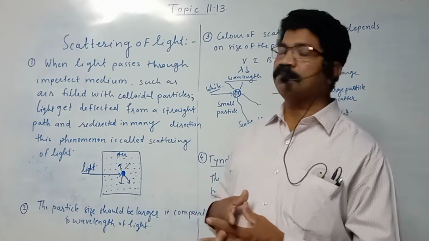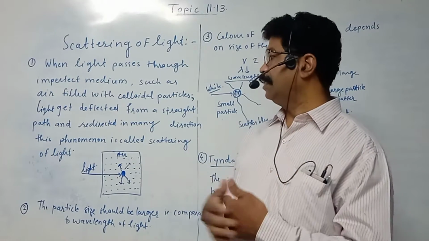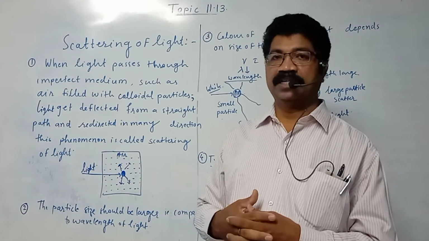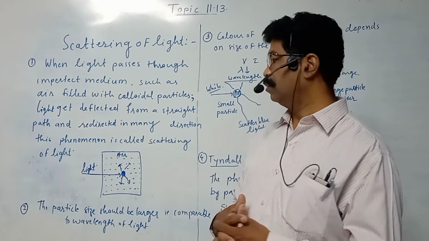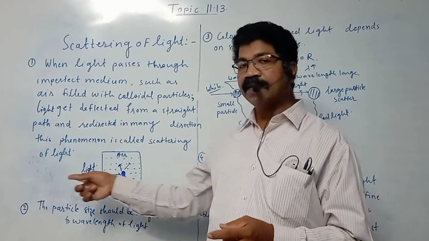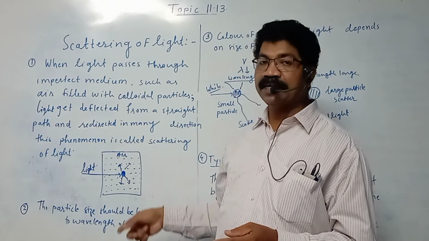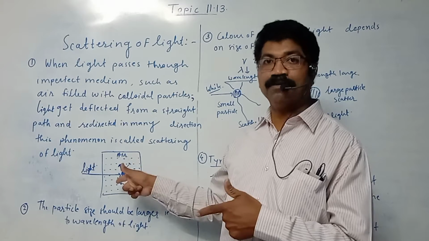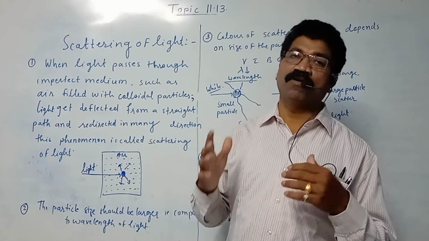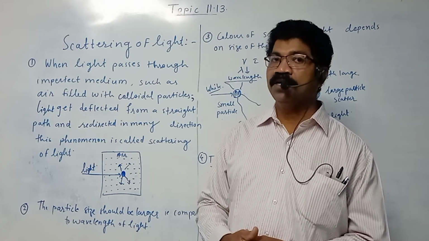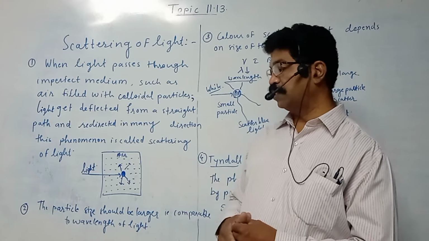Light gets deflected from a straight path and gets redirected in many directions. This phenomenon that we observe in nature is called scattering of light. Light coming in a straight path must go in a straight path, but it gets redirected in different directions because of the phenomenon called scattering of light.